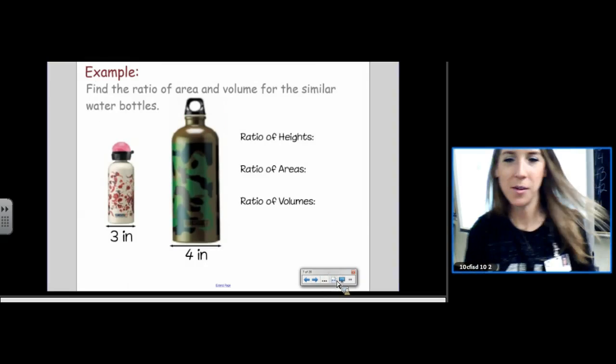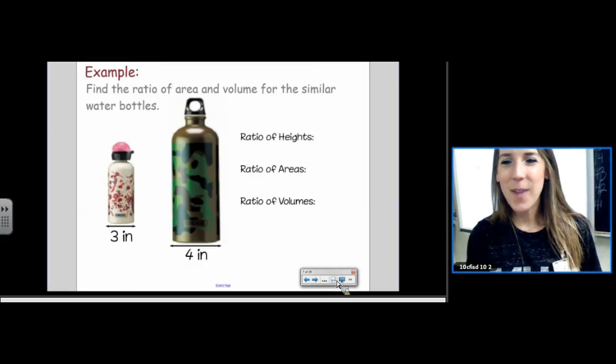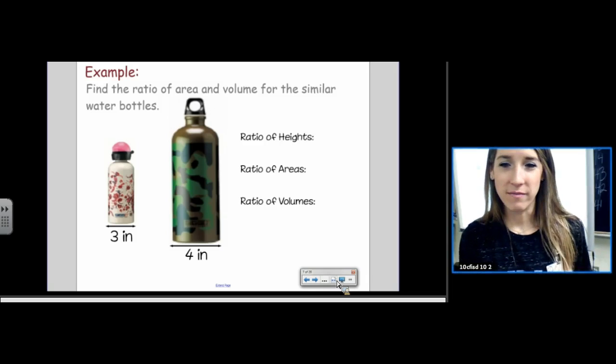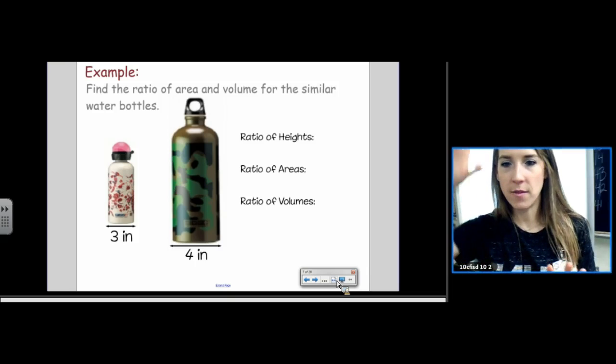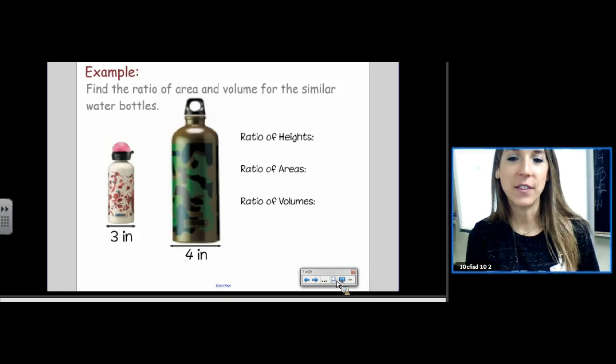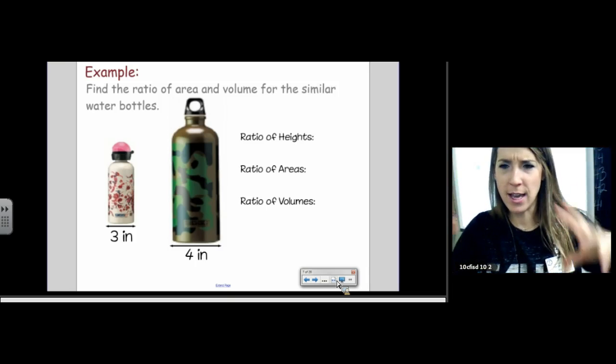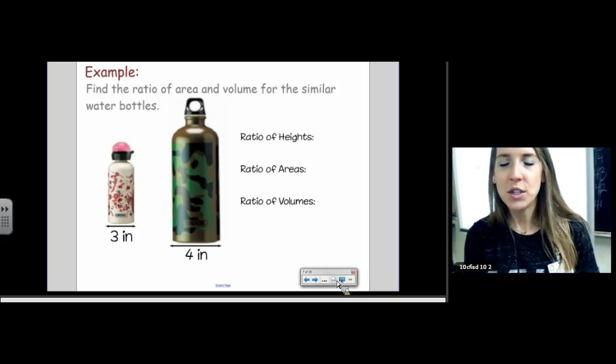Aren't those cute little water bottles? Find the ratio of area and volume for the similar water bottles. So that's important. You have to be told that they're similar. These are the same water bottle even though their lid is different. They're just different sizes. One is for a little kid, I guess, and one's for a big camping trip or something.